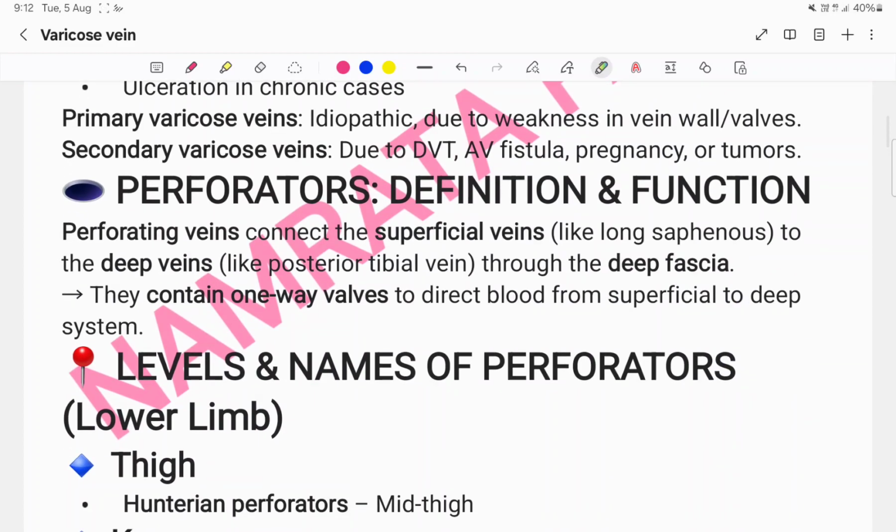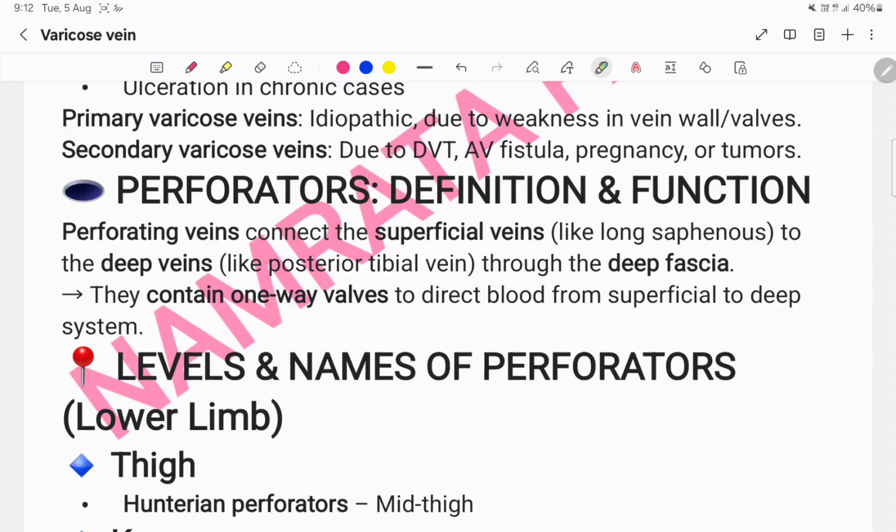Now what is primary varicose vein and what is secondary varicose vein? Primary varicose vein is idiopathic and due to weakness of the vein wall or valve. Secondary varicose vein is due to other pathology like deep vein thrombosis, arteriovenous fistula, pregnancy or tumor.